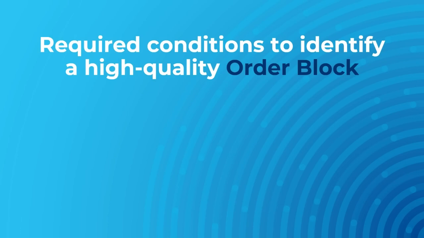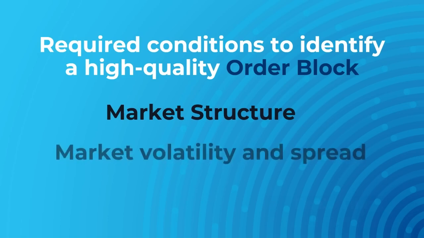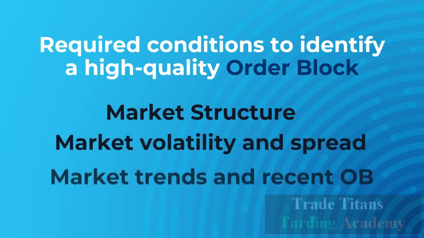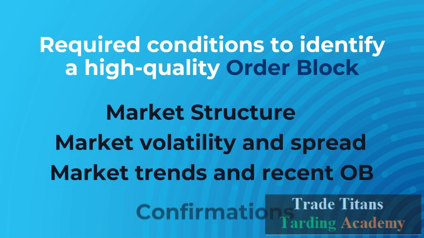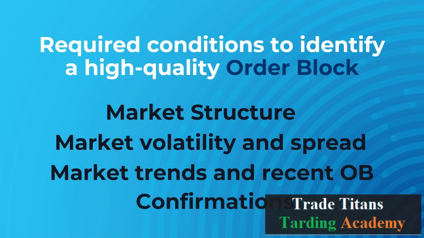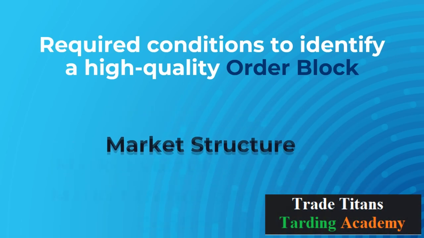The factors that should be considered when trading order blocks are summarized in 4 categories, including market structure, market volatility and spread, market trends and recent order blocks, confirmations and lower time frames. Let's start with the market structure.